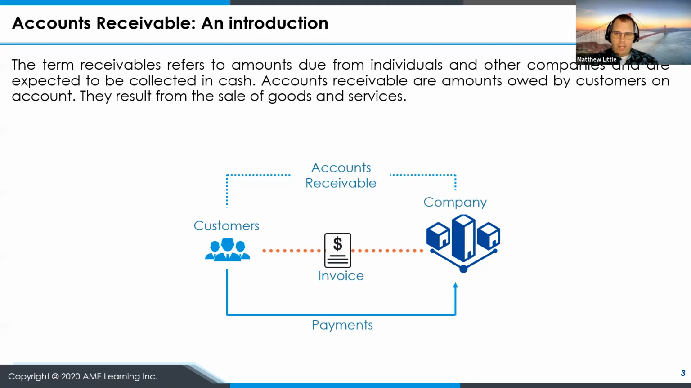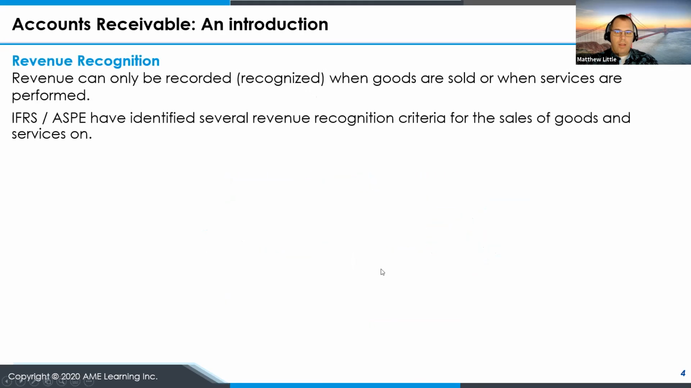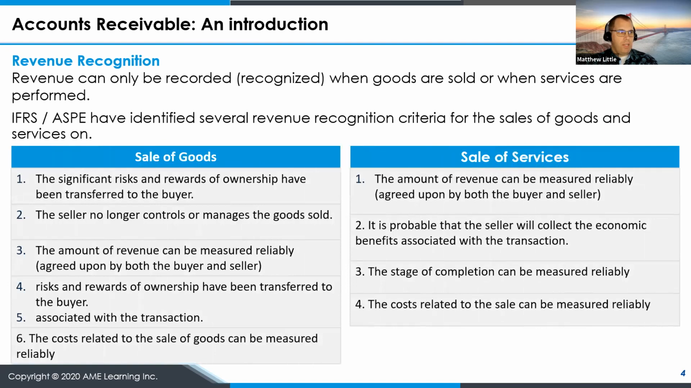So you may recall that accounts receivable is created when you've made a sale of a good or service to a customer and they've committed or agreed to pay you at a future date. Your revenue recognition says it can only be recorded when goods are sold or when services are performed. There are different criteria under IFRS or ASPE that consider a sale of good or service. When we look at sales of goods, it's when the transfer of ownership occurs or the seller no longer controls that good, it's considered a sale.